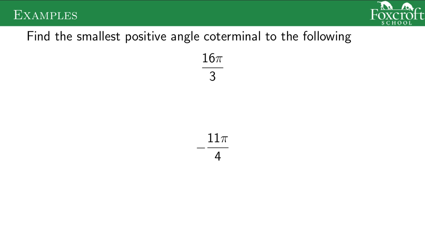A couple other ones. For 16 pi over 3, we're going to do the same thing, subtract 2 pi. As in the last example, we saw that 2 pi is the same as 6 pi over 3. That gives me 10 pi over 3.